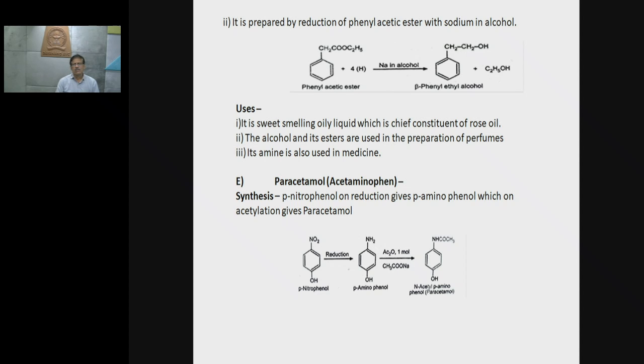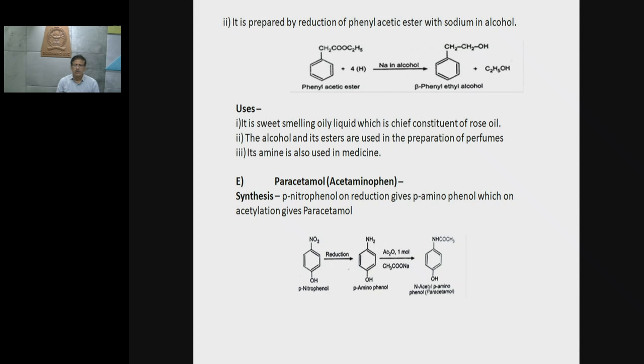And one more petrochemical, that is paracetamol, which is also known as acetaminophen. See the synthetic method: para-nitrophenol on reduction gives para-aminophenol, which on acetylation gives paracetamol.